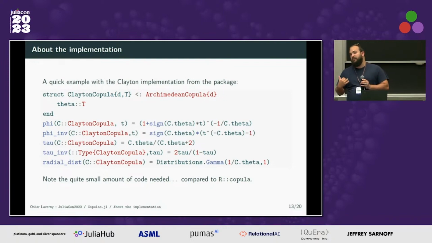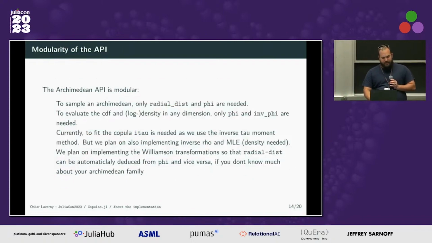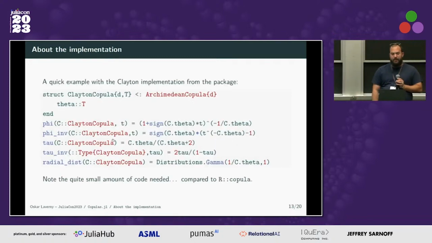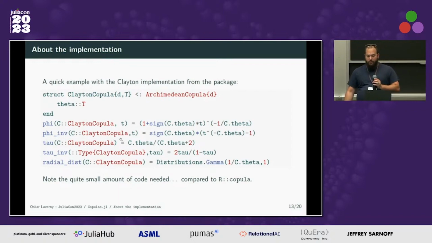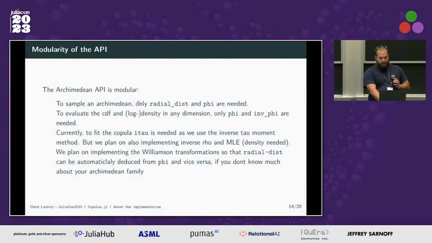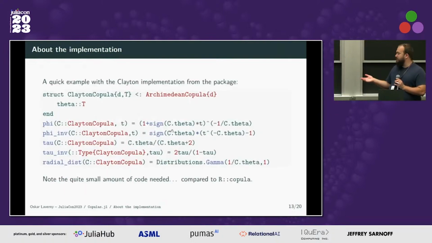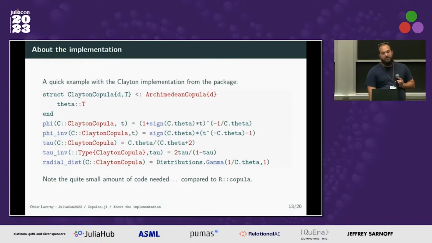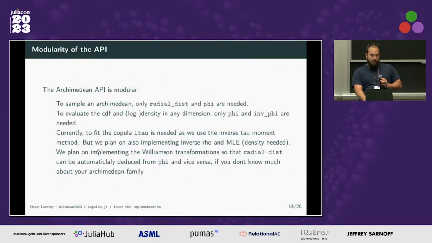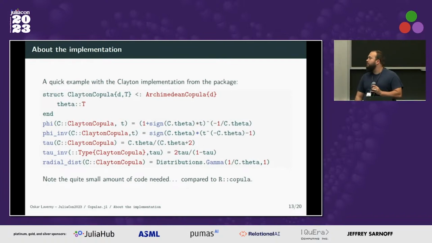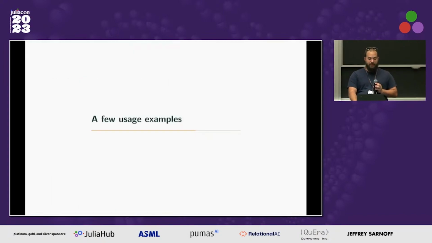The equivalent in the R package is hundreds, thousands of lines of code. The API for the Archimedean copulas is moreover quite modular, in the sense that from these functions, you are not obligated to provide everything. If you provide only phi and phi inverse, you will be able to compute the CDF, the density, and a lot of other things. If you provide only the radial dist, you will be able to sample from the distribution. And that's what I was saying earlier. If you want to fit it, you need to provide the inverse tau because that's what I'm currently using to fit it. But if we implemented correctly the Williamson transform, which I didn't do yet, you could even fit it through maximum likelihood by just providing phi and phi inverse. So even if you don't know much about the Archimedean family that you want to use, it's still possible to leverage the architecture that is already here to fit it, to sample from it, and so on.